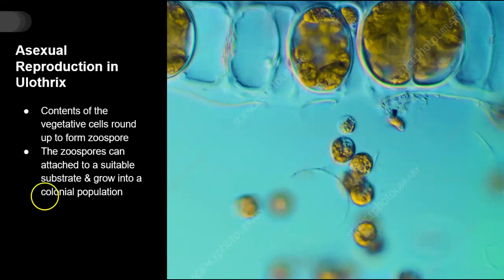So in asexual reproduction, the contents of the cell are going to condense like this and become something called a zoospore. And then the zoospore can be released from the cell. If it falls onto a surface that is suitable for growth, it will grow a colony.